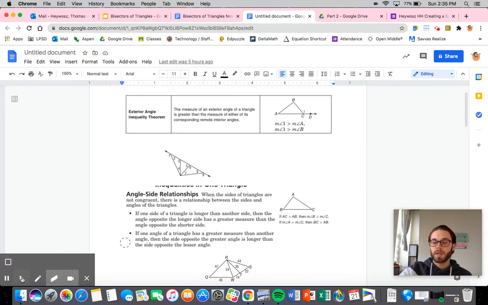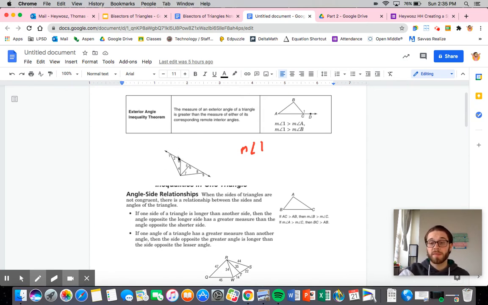All right, so let's see how this works out in an example. If I told you, here's your angle, which angles would 1 be bigger than? So let's just look. What angles is 1 going to be greater than? Well, by the exterior angle inequality theorem, we know that this is an exterior angle, so it's bigger than the two remote interior angles.